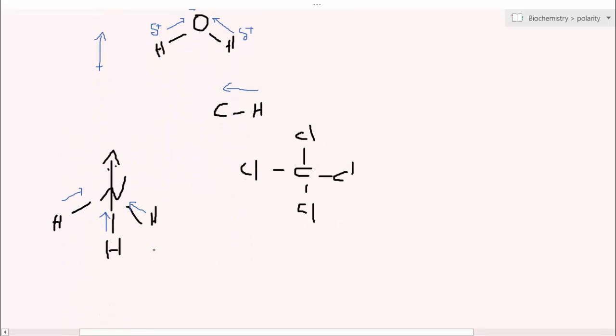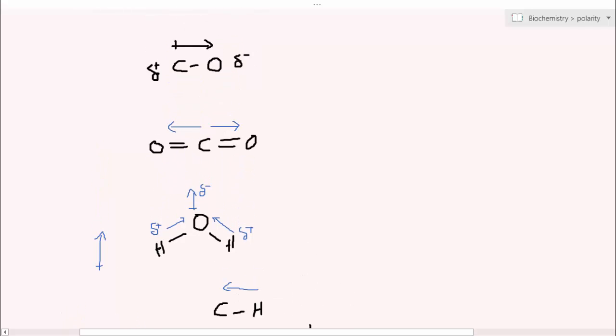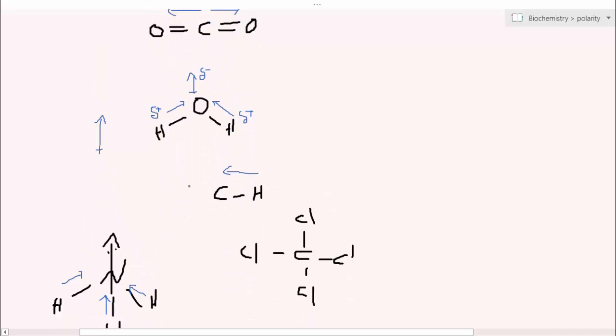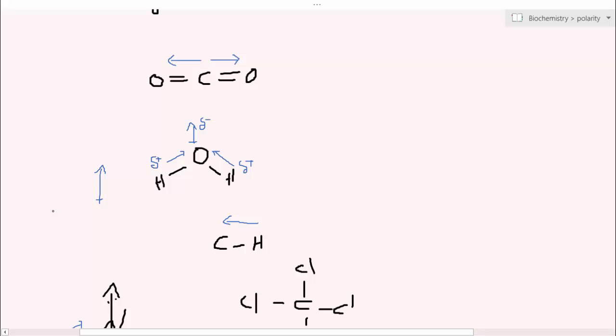I think this is enough for polarity. Next, we're going to discuss intermolecular forces, and how polarity makes intermolecular forces.